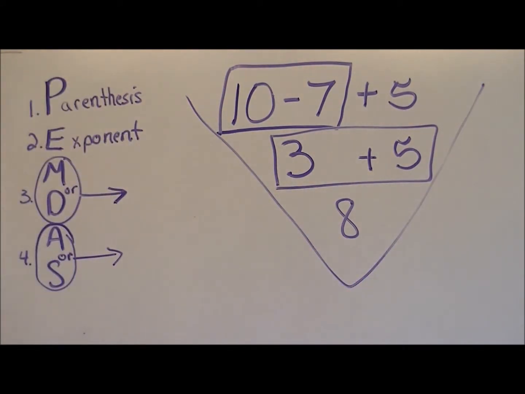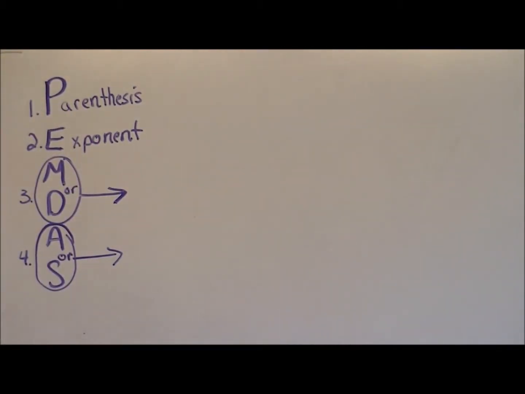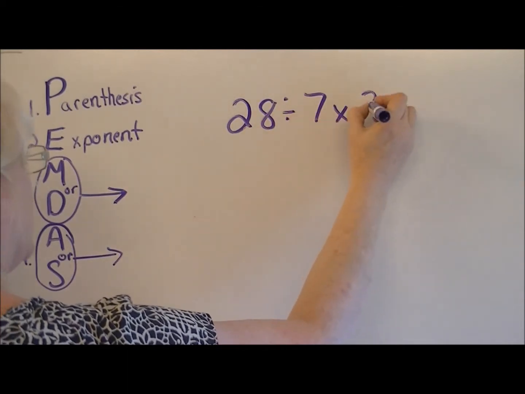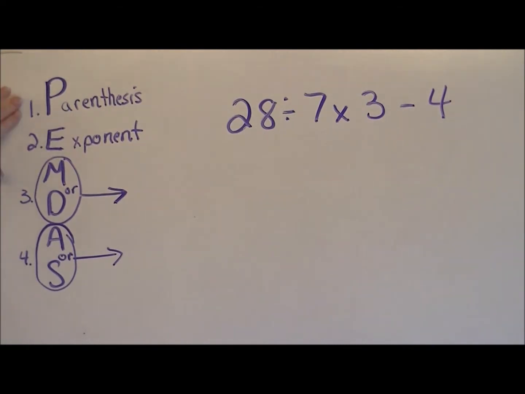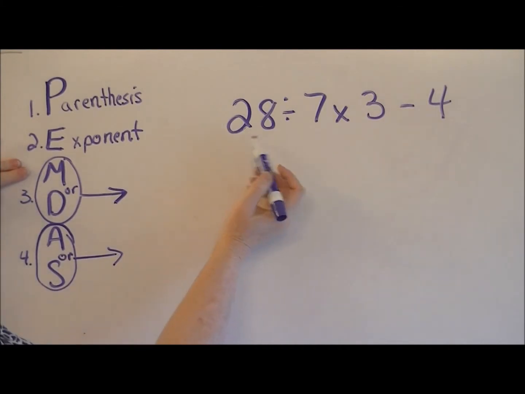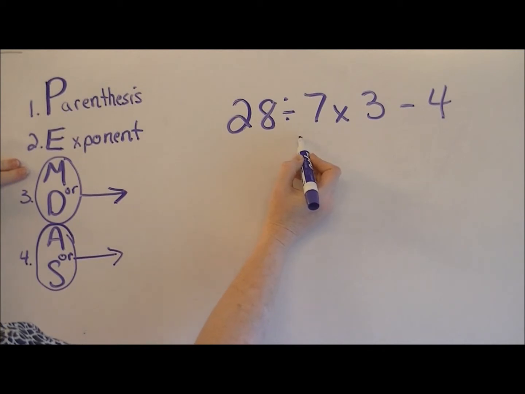Let's try another order of operations problem, one that's a little bit more complicated. 28 divided by 7 times 3 minus 4. Do we have any parentheses? No. Do we have any exponents? No. Now we're at multiplication or division. If you like to multiply better, that doesn't mean that you start in the middle. So what we're going to do is look from left to right, and we have a tie between division and multiplication. As you look, you see that division comes first from left to right.